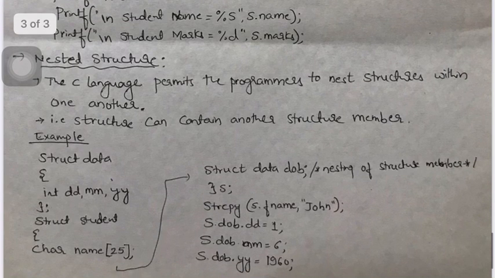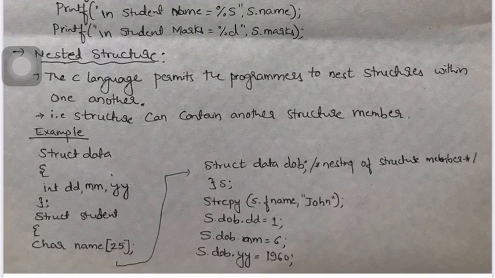Nested structure means the C language permits the programmer to nest structures within one another. What we are doing is, one structure is there, and we have one more structure inside that particular structure. It can consist of a structure within a structure, and there is no limitation to that. One structure can contain another structure member within it.